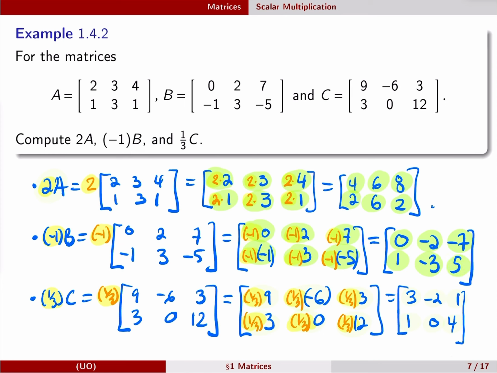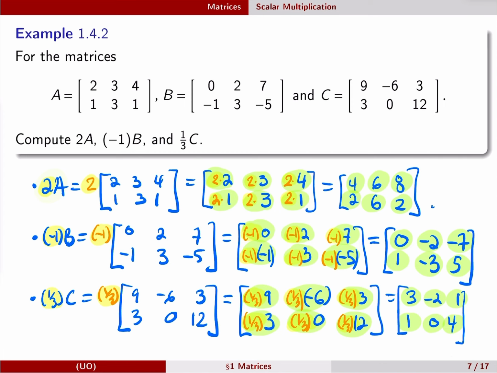And then for the last one, what a coincidence. All these entries were actually multiples of 3. So if you multiply 9 by 1/3, or if you're dividing by 3, you're getting 3. Minus 6 divided by 3 is minus 2. 3 divided by 3 is 1. 3 divided by 3 is again 1. 0 divided by 3 is a nice 0. And then 12 divided by 3 is 4. So for scalar multiplication, just take your time, multiply throughout.